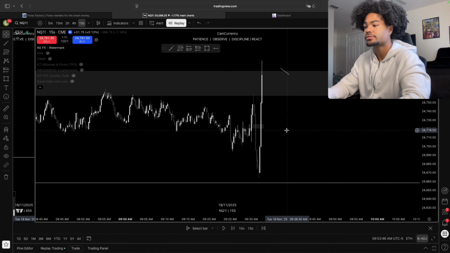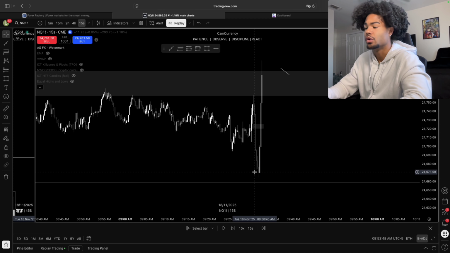Now from here, V shape, SMT still is in place at these lows.